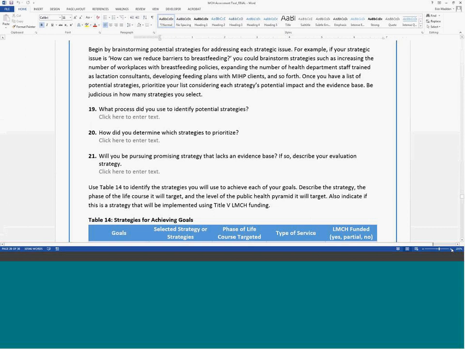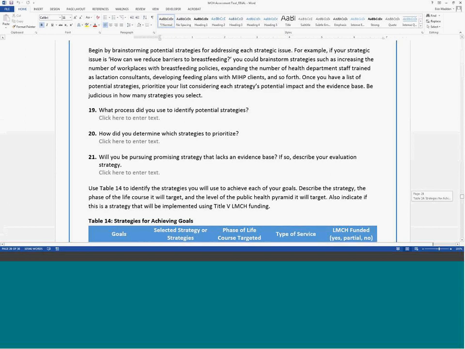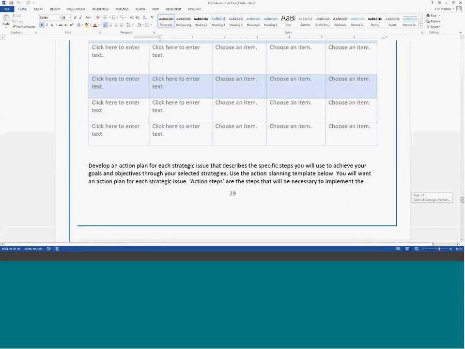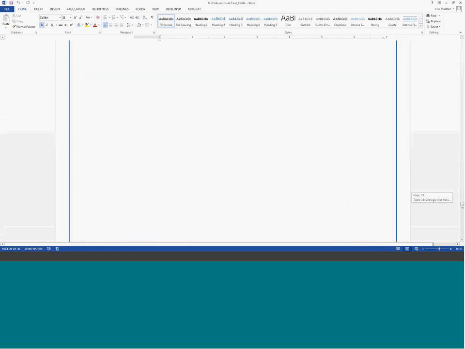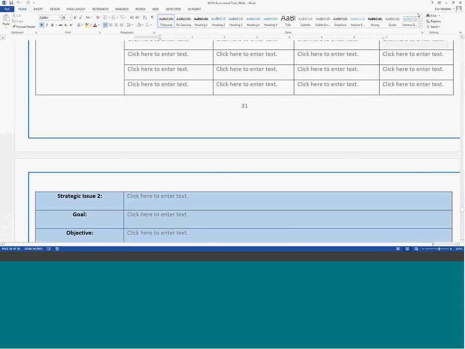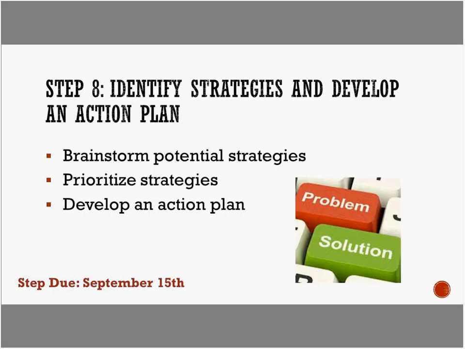So you'll describe the process you used to identify potential strategies. You'll determine what strategies you wanted to prioritize, and you'll indicate if you're pursuing promising strategies that lack an evidence base, and if you're doing so, what you'll do to make sure that it's working as you intended. And in Table 14, you'll describe a little bit more about those strategies. Table 15 has a template for completing an action plan. Again, like I keep saying, we'll talk more about what this looks like when we get to this step.